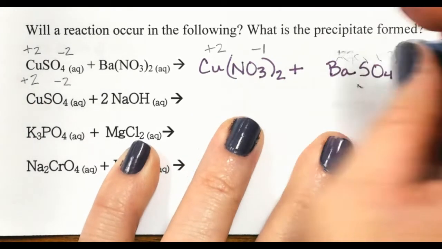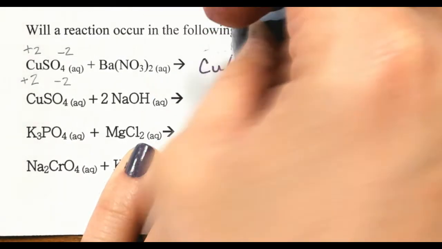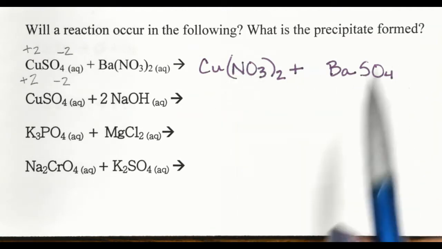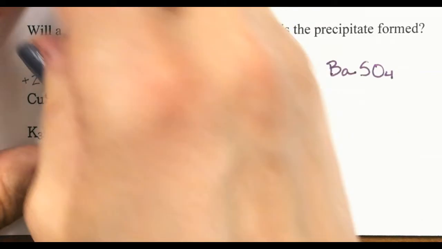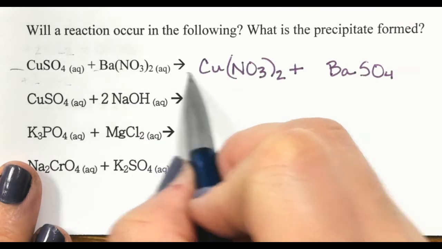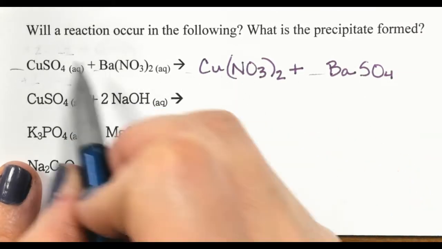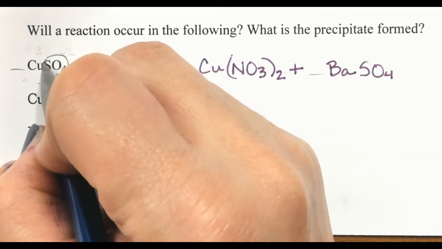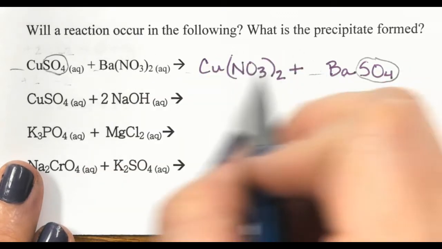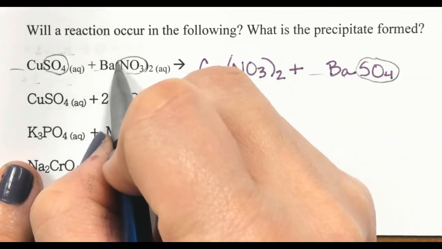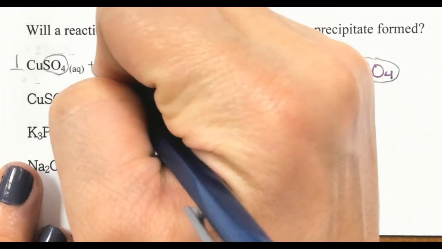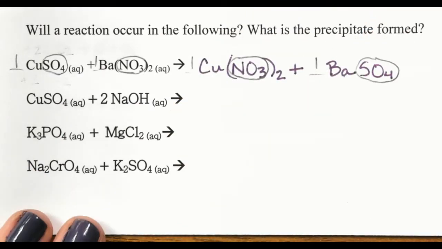When we're finished, we should erase the charges because we don't need them on our final answer. It's just copper nitrate plus barium sulfate. Once I crisscross or cancel charges, then I'm done with them. And then you're going to balance the coefficients. So here you have a 1 copper, 1 copper. Remember, we can treat this as a bundle. 1 sulfate, 1 sulfate, 1 barium, 1 barium, 2 nitrates, 2 nitrates. So this is actually balanced with 1, 1, 1, 1 coefficients.